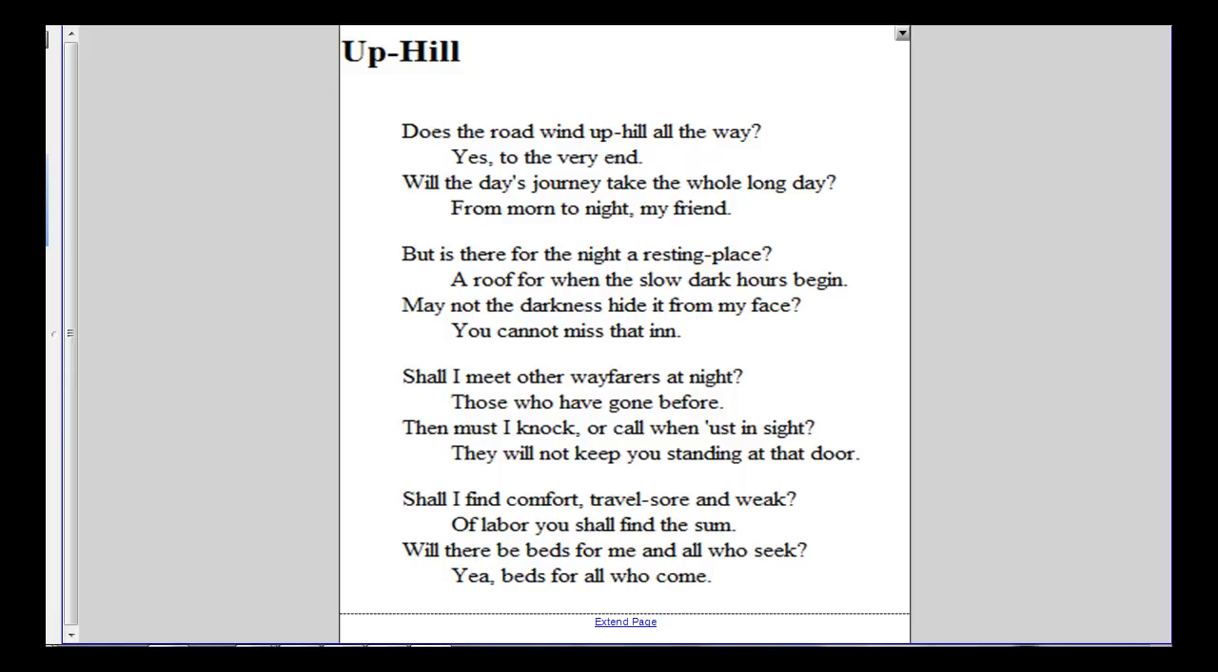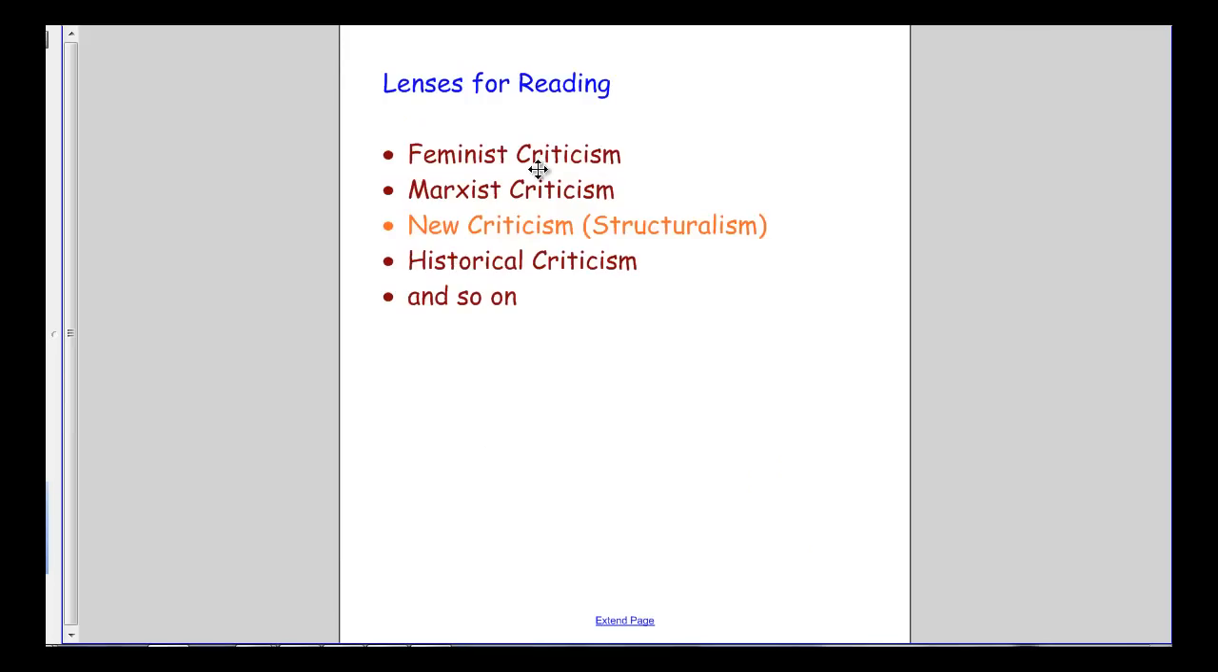There are a variety of ways of reading text. We've got feminist criticism, or Marxist criticism, or Marxist feminist criticism, new criticism, or structuralism, historical criticism, social criticism. There are a lot of different ways of reading, and this list goes on and on. We're going to take this approach today. It's sort of the new critical structuralist approach, and this is something you can use for Part 3 if you know that terminology.